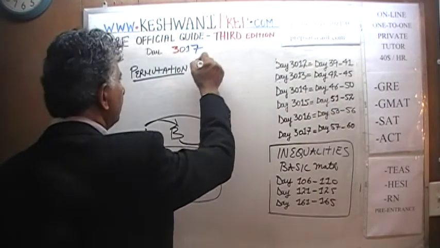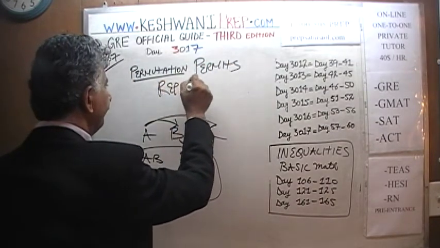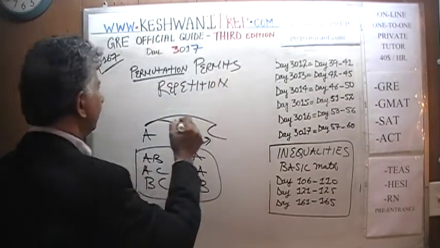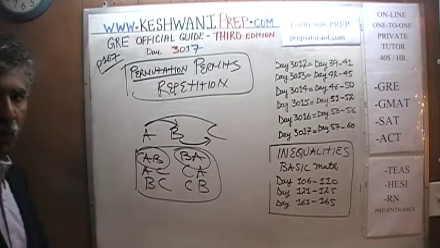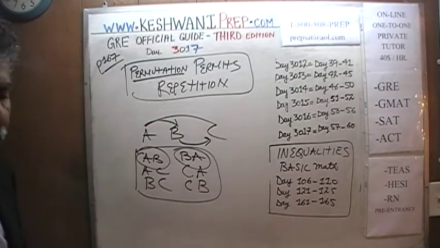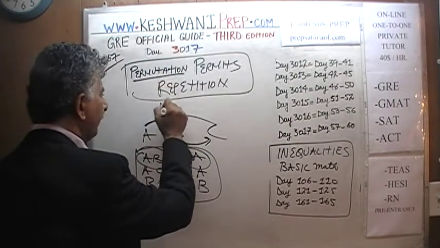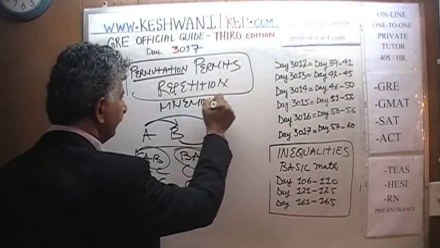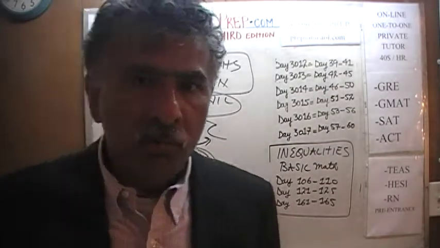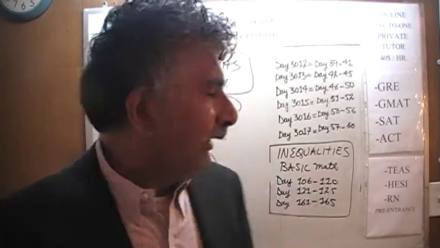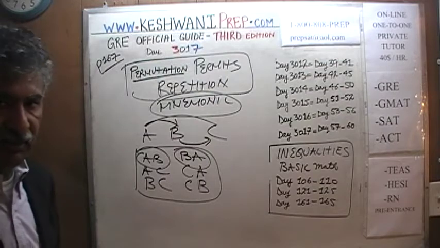Permutation, remember, permits repetition. We count AB as one and BA as another because order matters. In permutation, order matters. Permutation permits repetition. This is a mnemonic, just use this as a mnemonic. In permutation, order matters. And because order matters, it allows repetition. AB is counted as one, BA is counted as another one.